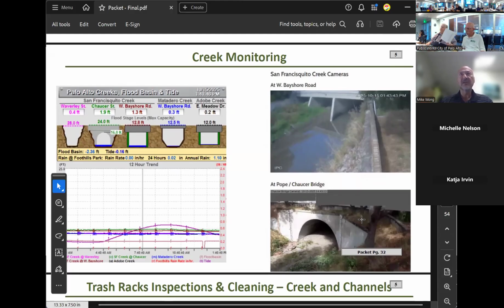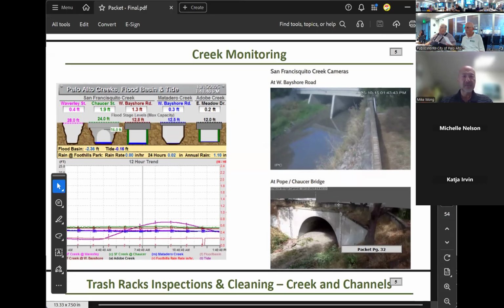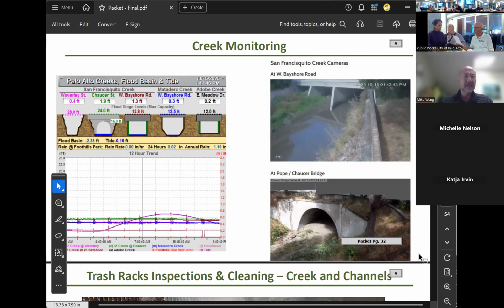So you can see here where we have some information where we show the creek levels, rain rates, and cameras on the bridges. So you heard me, I think it was last year, mention that we added the most recent camera at Chaucer Creek because of the prior year's flooding. Next slide.